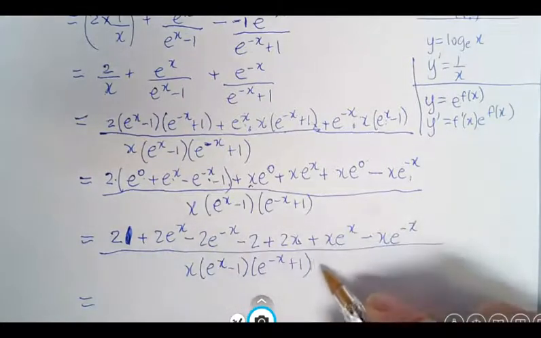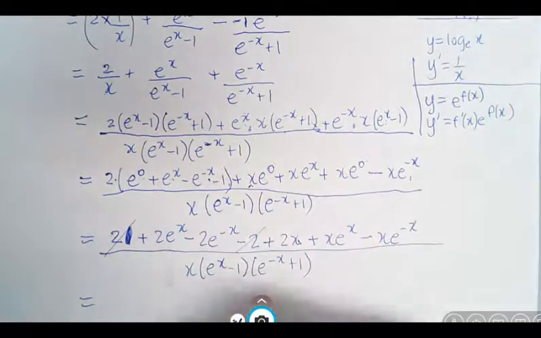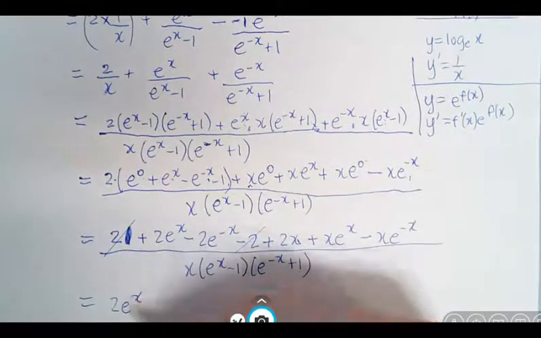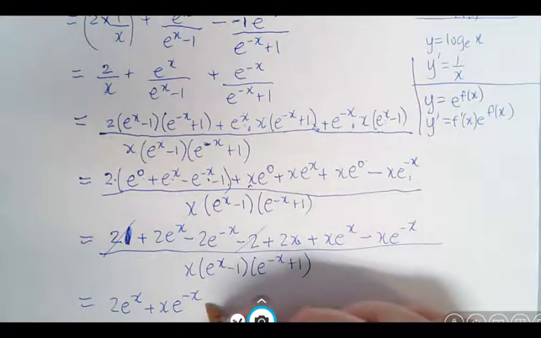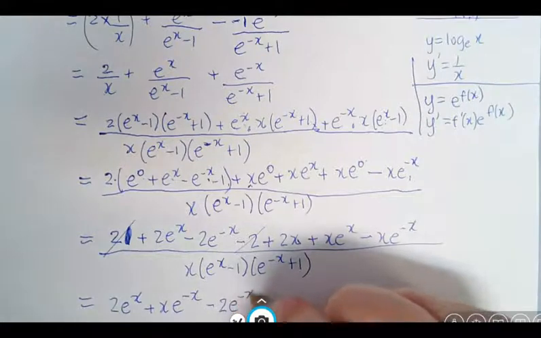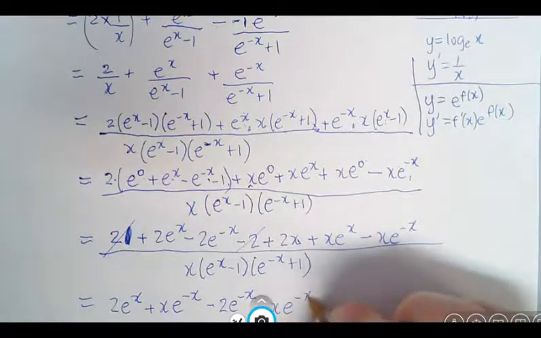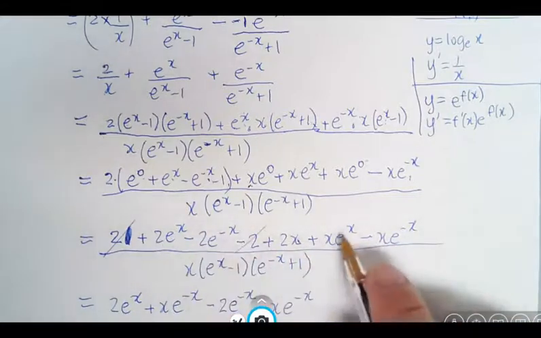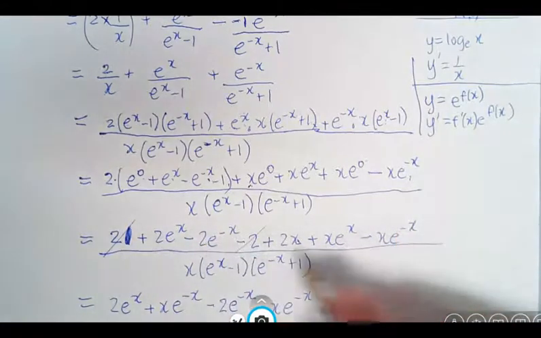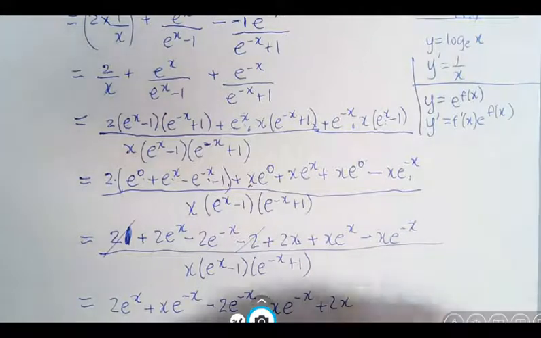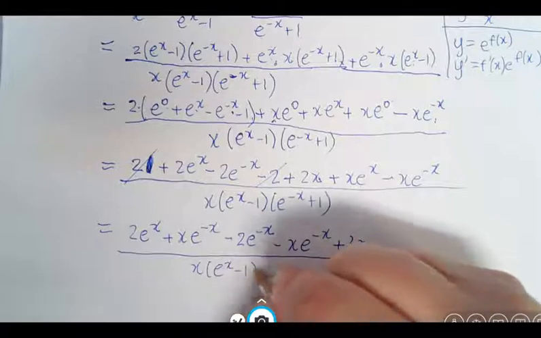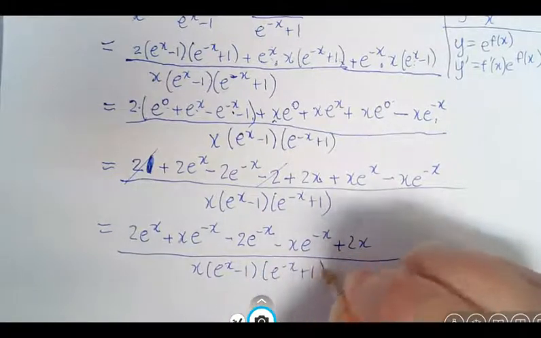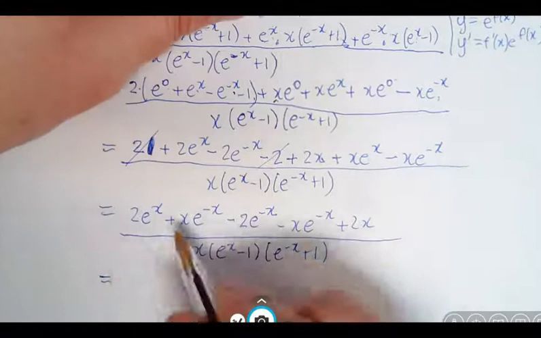So remember, this and this cancels. So I've got 2e to the x plus x e to the x. I'm just trying to put the similar ones together. And I've got minus 2e to the negative x minus x e to the negative x. So I'm just putting these two together, and I've still got plus 2x here over this. Now, I could do some more factorizing on the numerator.